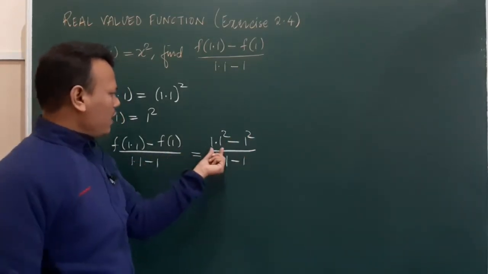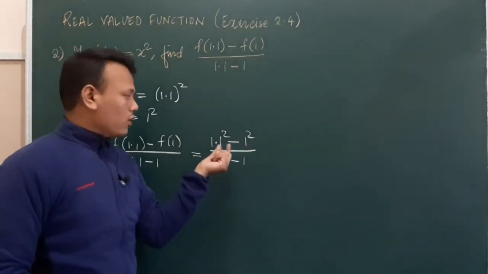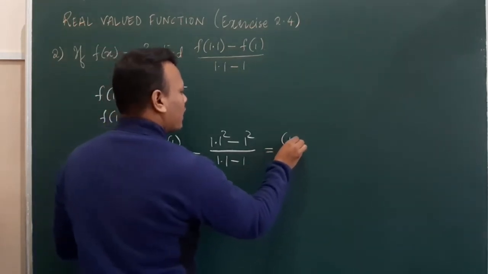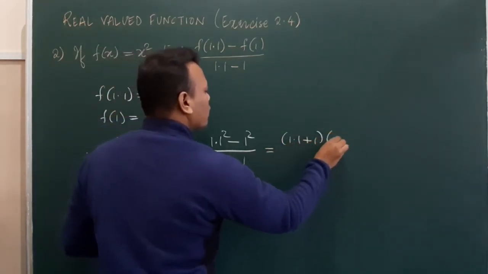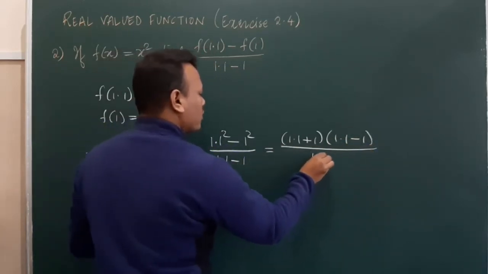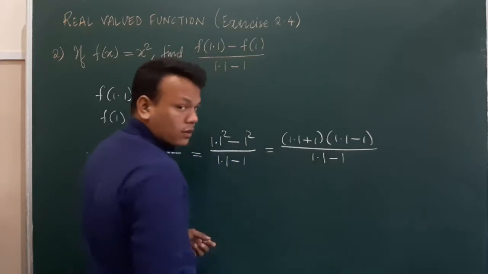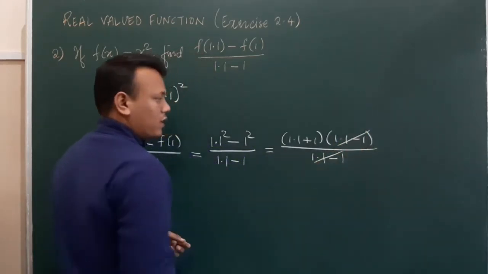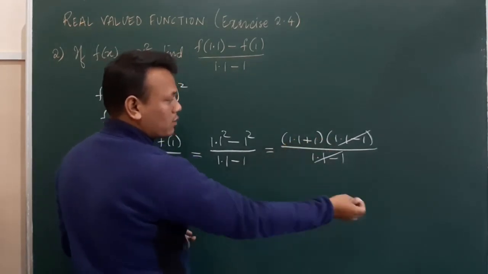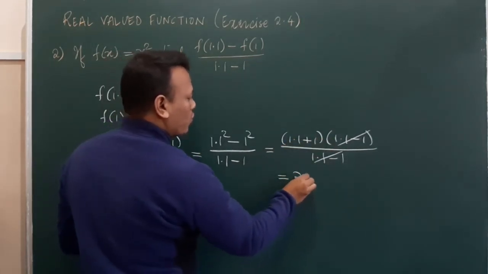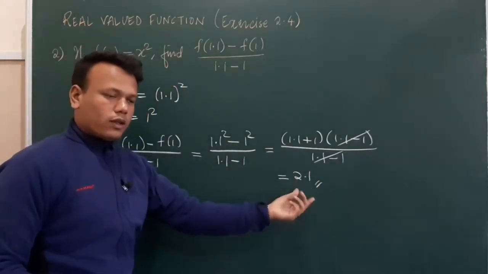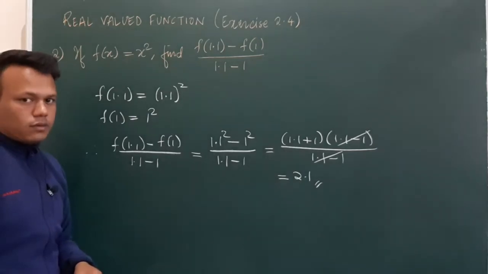Now you can apply the a square minus b square formula here, isn't it? If you apply a square minus b square, then you will get a plus b into a minus b, divided by, what do we have in the denominator? We have this one. Now these two are same, so they'll get cancelled. Now you are left with 1.1 plus 1, and how much is this? This is equal to 2.1. So the value of this expression will be 2.1. So pause the video and note it down.